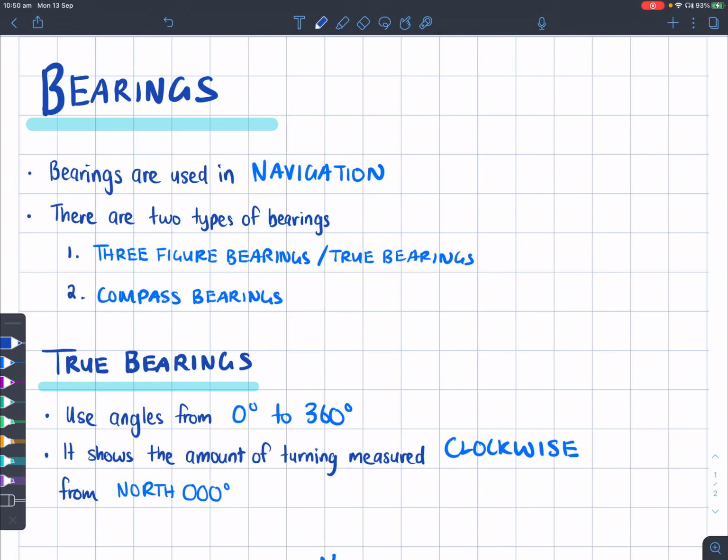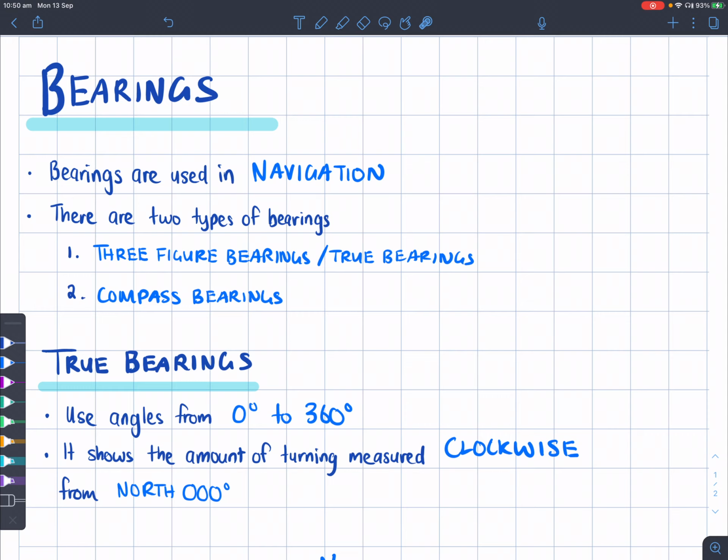In this lesson, we're looking at what bearings are and what they're used for. Bearings are used in navigation for geographical purposes. There are two types of bearings: three-figure bearings, which means three numbers that tell what a bearing is, also called true bearings, which we use more often. The second is compass bearings.